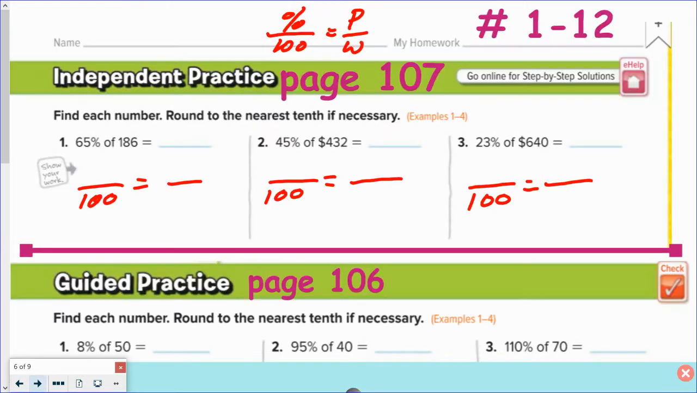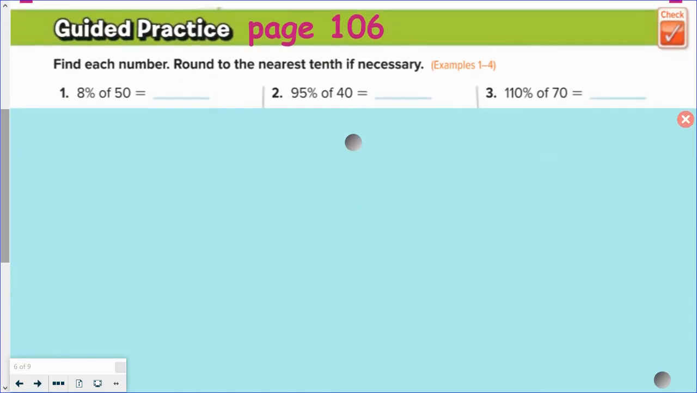All right, in your textbook, we have a guided practice on page 106. Go ahead and pause this section of the video and try to complete the problems on the guided practice. Once you have completed those, come back and we'll go over the answers.